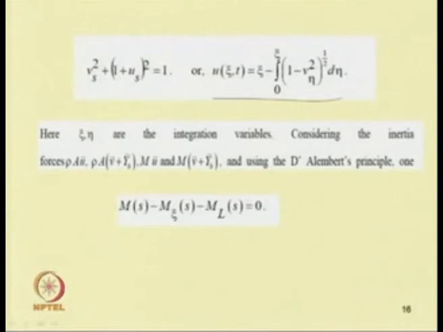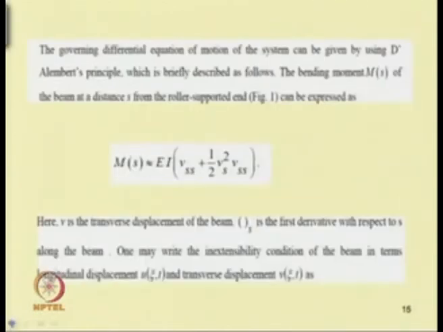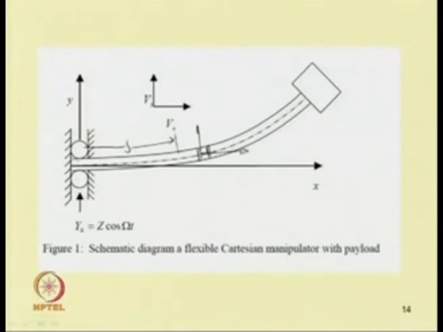So, now taking the inertia force. The inertia force will be due to this axial displacement, due to vertical displacement, and also due to the displacement of the support. So, here the support is moving with an excitation y b equal to z cos omega t. This is just an example we are taking.